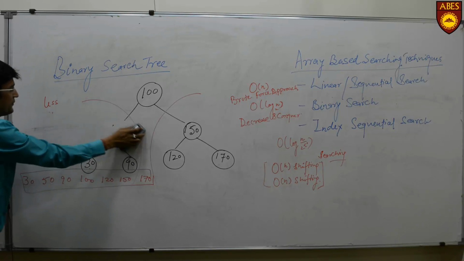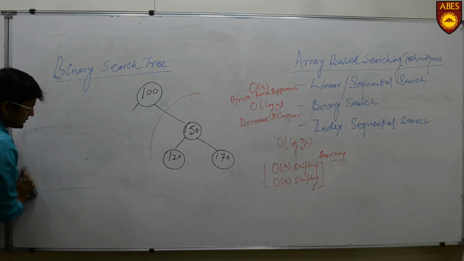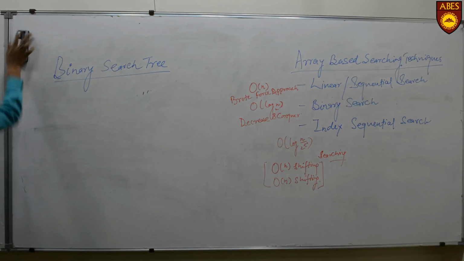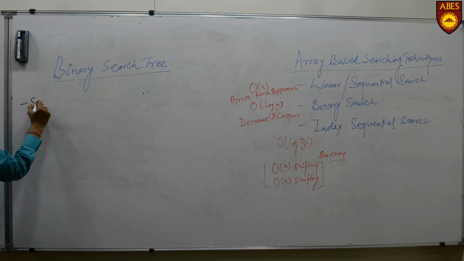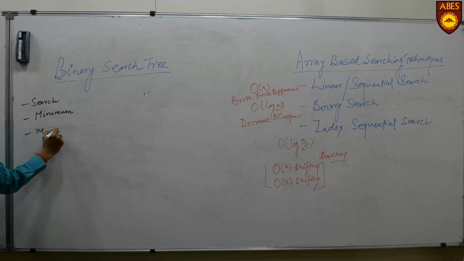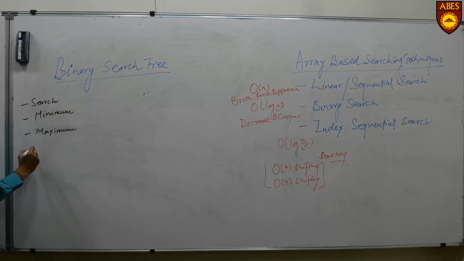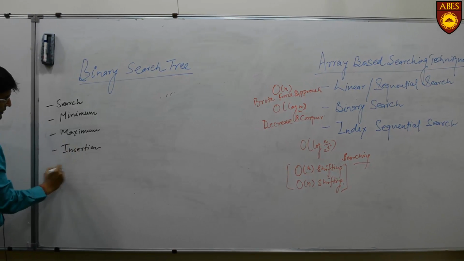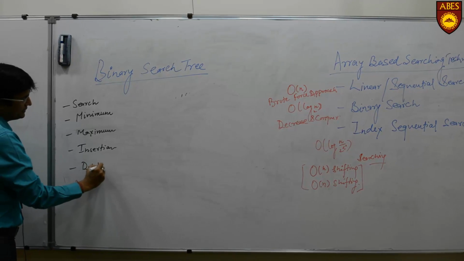There are some very frequent operations applied on the binary search tree. We will discuss those operations today. Since we have constructed this binary search tree for the search operations, the very first operation we will discuss will be the search on the binary search tree. Another one is how to find the minimum element from the binary search tree, and how to find the maximum element. Then we will discuss insertion operations in the binary search tree, and then the deletion operation in the binary search tree.